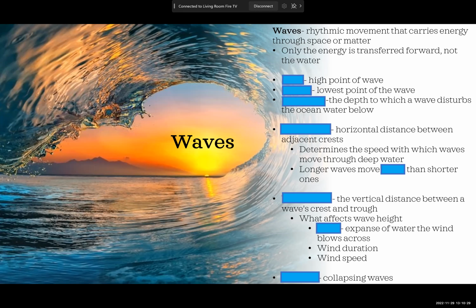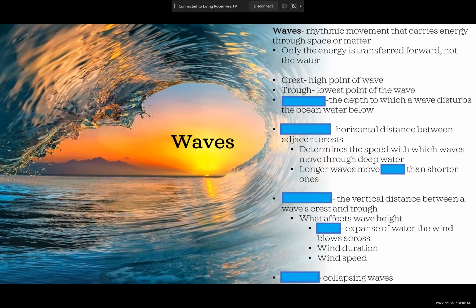It's interesting to watch. So what do you call the high point of any wave? What's it called, Liam? Crest. That's the crest of the wave. Very good. And what do you call the lowest point of any wave? Yusuf. Trough. Very good. So you've got crest, trough, right there.